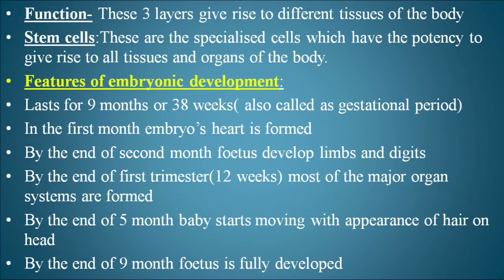Pregnancy lasts for 9 months or 38 weeks, which is also called the gestational period. In the first month, the embryo heart is formed. By the second month, the fetus develops limbs and digits. By the end of the first trimester, that is 3 months or 12 weeks, most of the major organ systems are formed. By the end of 5 months, the baby starts moving with the appearance of hair on the head. And by the end of 9 months, the fetus is fully developed.